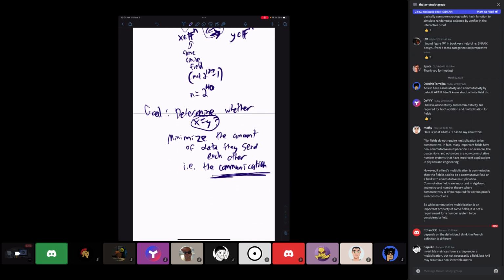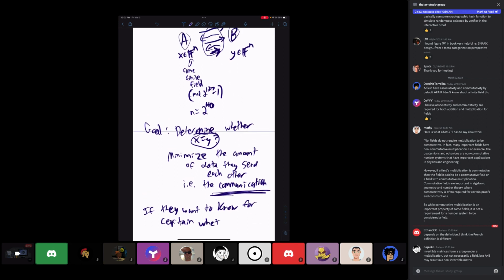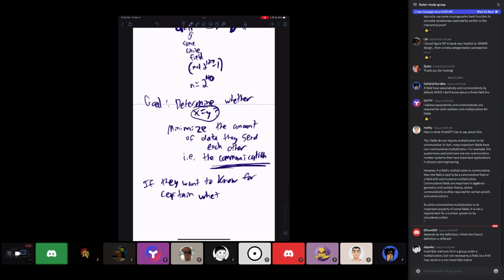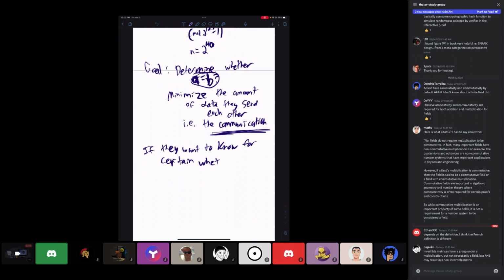And unfortunately, if they want to know for certain whether X equals Y, I'd call it X and Y. Okay, let me change the name of the vectors to A and B, for reasons that I'll try to remember to mention later. So if they want to determine whether A equals B, they actually can't do better than just sending her whole vector to Bob.